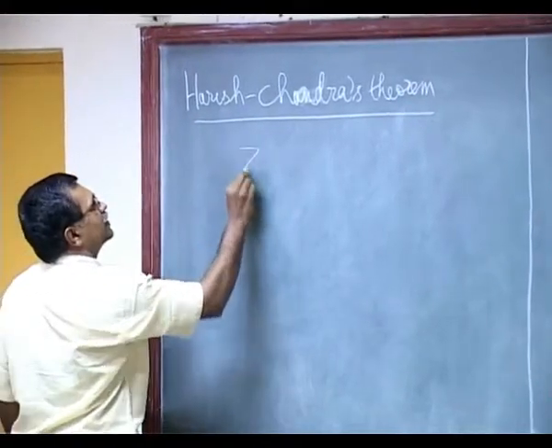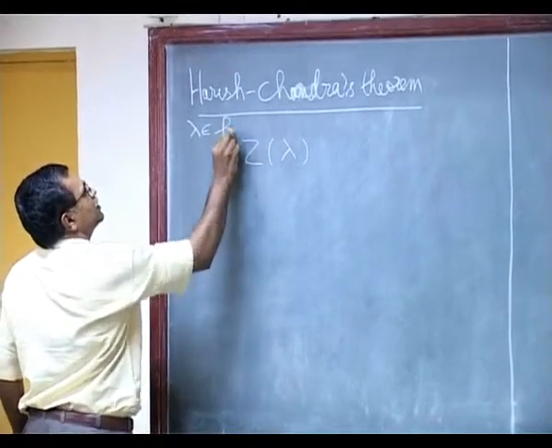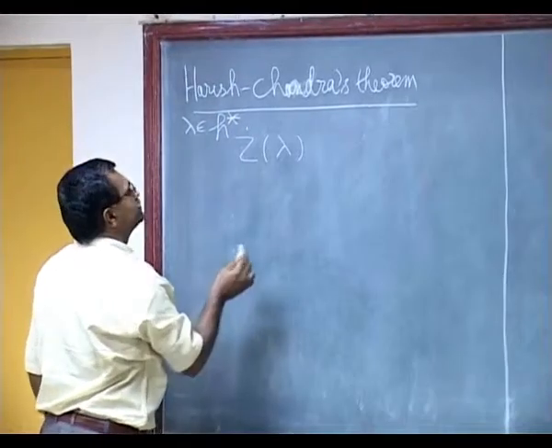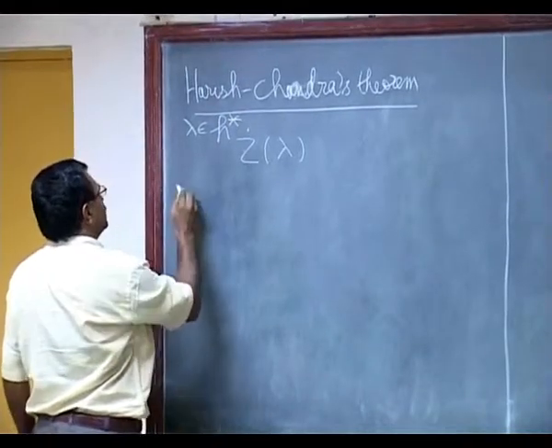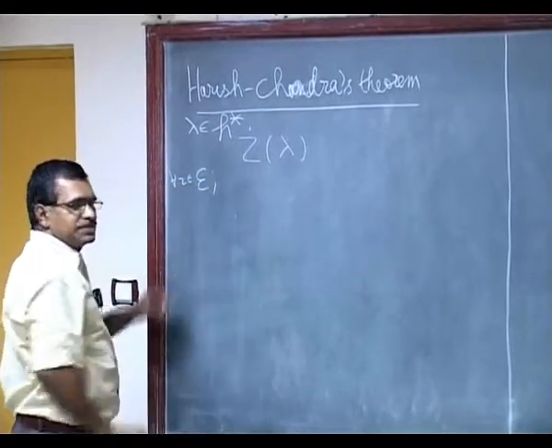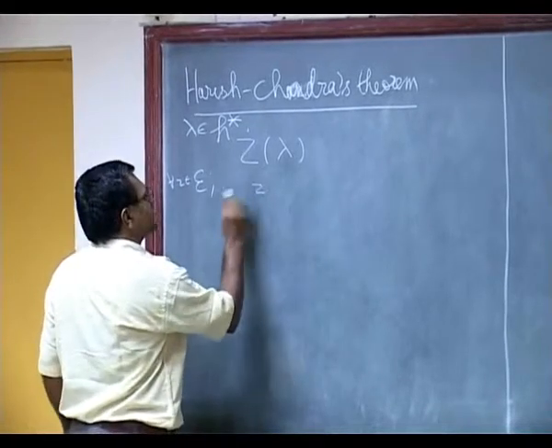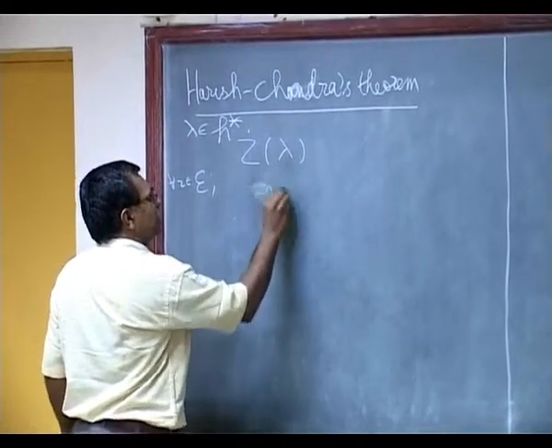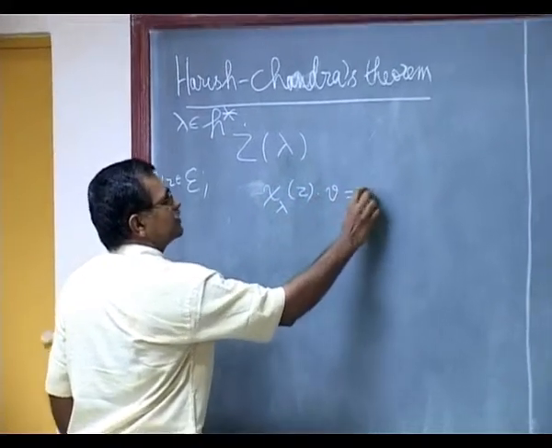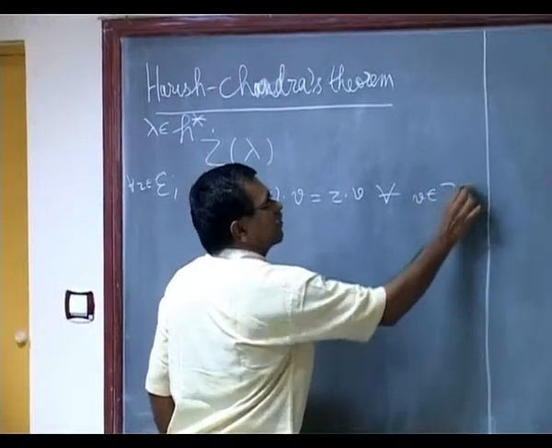So, we have this Z lambda. Lambda is a linear form, and for every z in the center of the universal enveloping algebra, z acts by a scalar. So, chi lambda of z times v equals chi lambda(z) times v for every v in Z lambda.